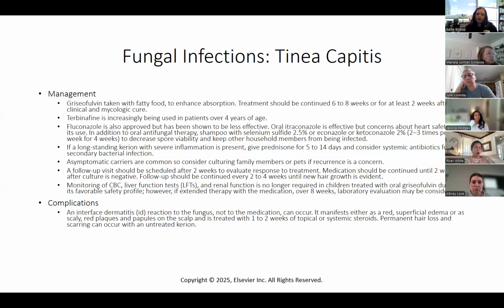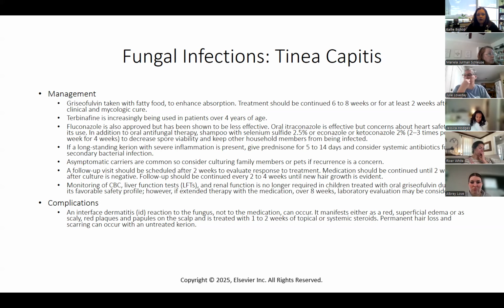If they have a long-standing kerion, you can do prednisone for a couple weeks, but again, that's an inflammation response. It's not an infection, so you wouldn't do an antibiotic, and normally we wouldn't do prednisone either, because this started with a fungal infection. We don't want to keep going in a cycle of developing fungus again because we took steroids. If they do get a secondary bacterial infection, you can do antibiotics, of course, but with a standard kerion, you don't do antibiotics.